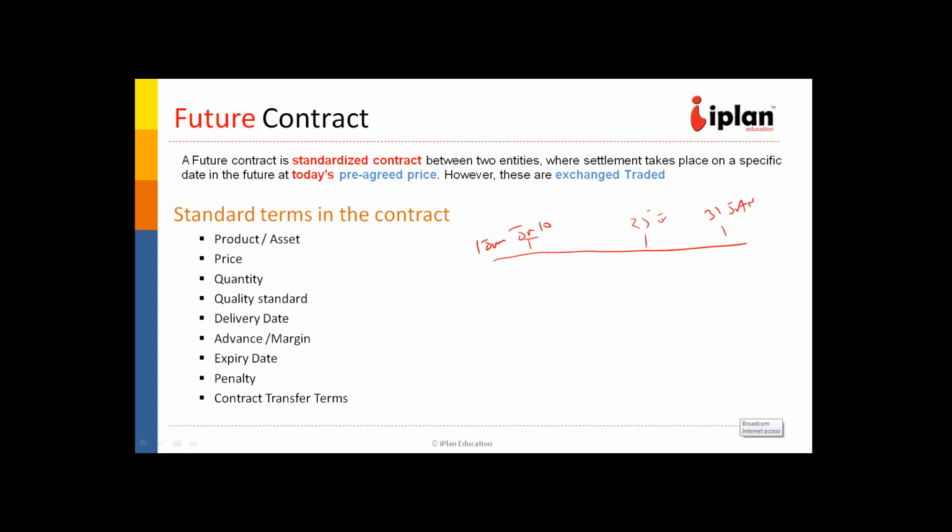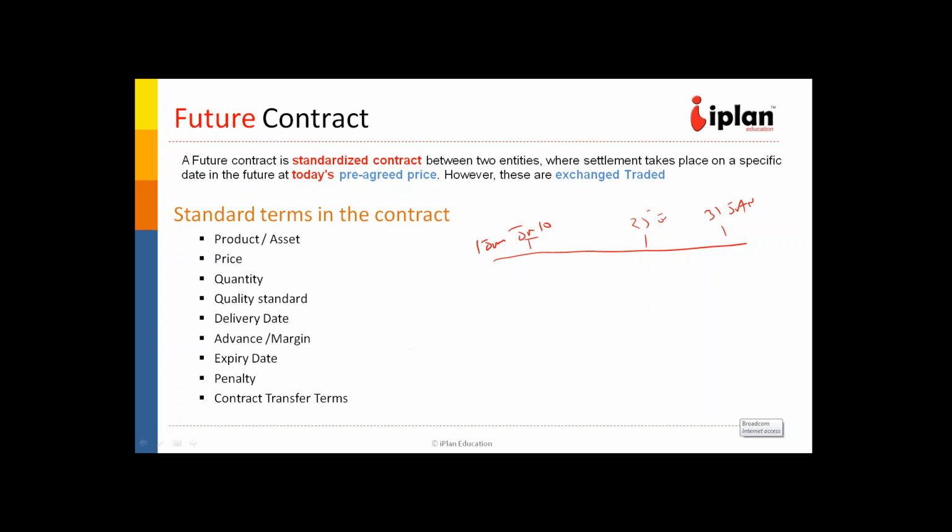But you have to close your position. That means you have to sell and close your position if you have bought. Or if you have taken a short sell, then you have to square off the position by buying the contract. So in any case, on 31st of January, you have to close your position. Okay, if you do not close your position, the exchange will automatically close your position.